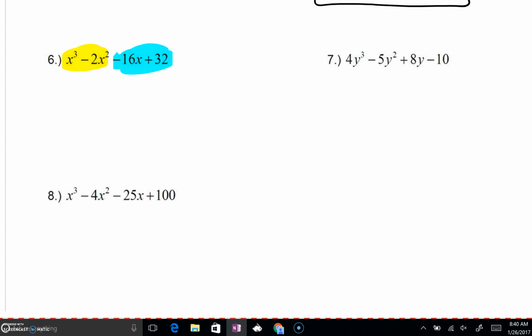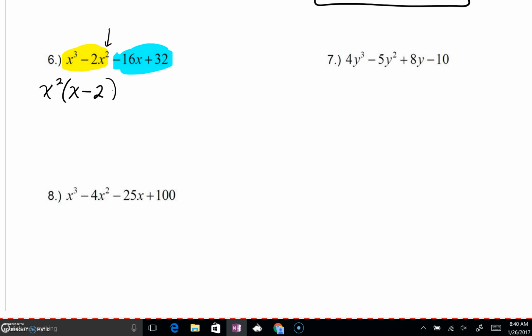Look at just the first 2. Just start there and ask yourself, is there a common factor, the greatest common factor I can pull out from x to the 3rd minus 2x squared? What do you think? X squared. Take your smallest power of x. When I take that out, when I divide it out, what's left? X minus 2. Now we're going to do the same exact thing to the minus 16x plus 32.